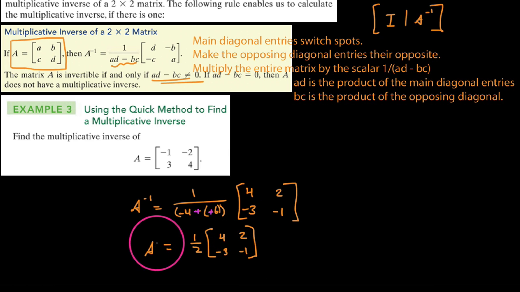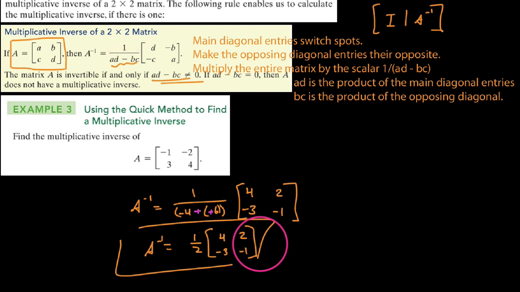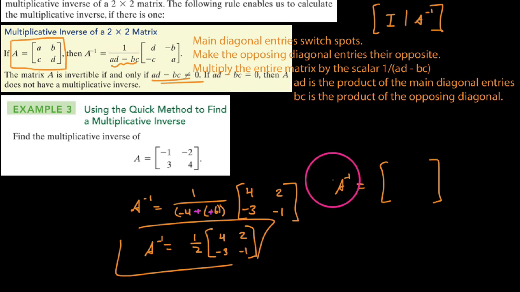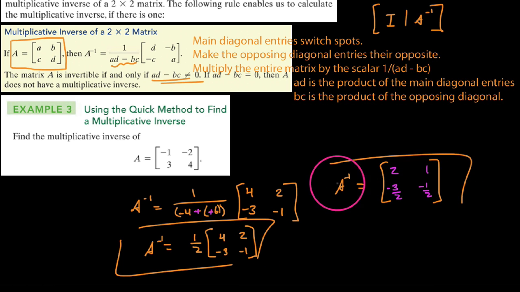So one thing that I want to point out here is this. I'm going to put a box around this. This is the inverse matrix right here, and I know that it has to have an inverse because we didn't get 0 when we did AD minus BC. Also, we should always, if possible, at least express this as a matrix where this scalar has been distributed through. So we would say that 4 times a half, that'd be 2. 2 times a half, that'd be 1. Negative 3 times a half is negative 3 halves, and negative 1 times a positive half is negative 1/2. So this would be our inverse matrix right here.